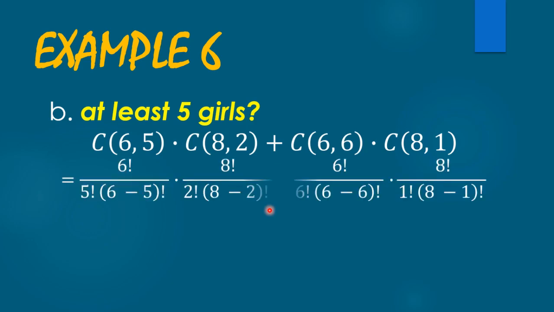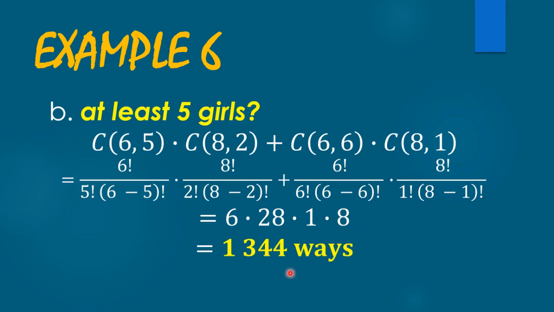Simplifying these expressions, we'll have 6 factorial over 5 factorial times (6 minus 5) factorial times 8 factorial over 2 factorial times (8 minus 2) factorial, plus 6 factorial over 6 factorial times (6 minus 6) factorial times 8 factorial over 1 factorial times (8 minus 1) factorial. And this will be equal to 6 times 28 times 1 times 8, or this is equal to 1,344 ways.